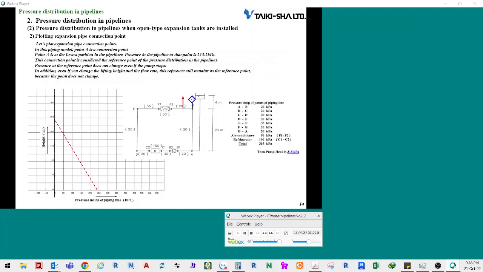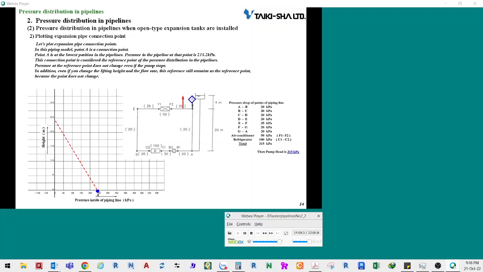Plotting expansion pipe connection point. Let's plot expansion pipe connection points. In this piping model, point A is a connection point. Point A is at the lowest position in the pipelines. Pressure in the pipeline at that point is 235.2 kilopascals.